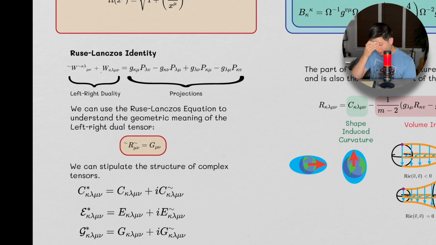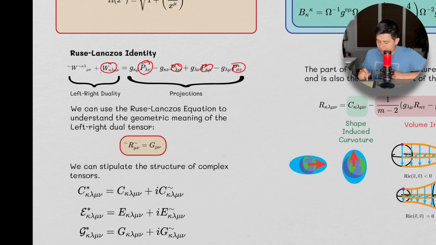And then we talked about the Russell-Length identity. This identity, we had this right-left duality, and we had these projections. What's more interesting here, I think, is that these things are traces of these things. And we talked about that. So these are traces of this more general W matrix.